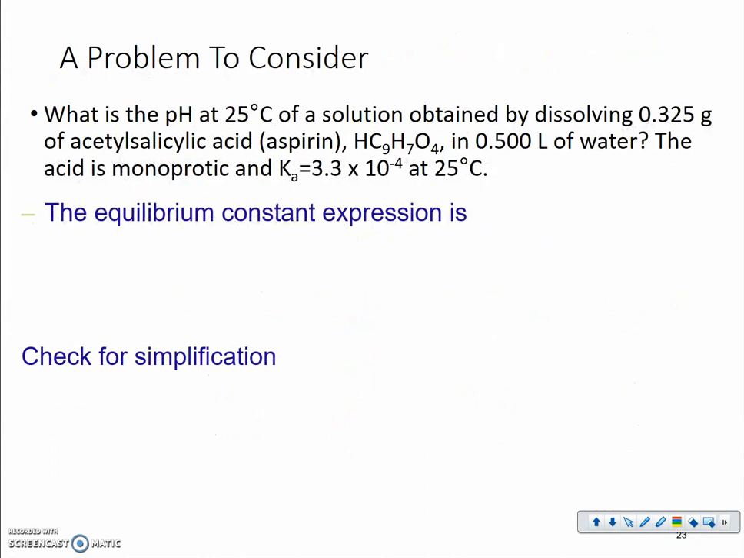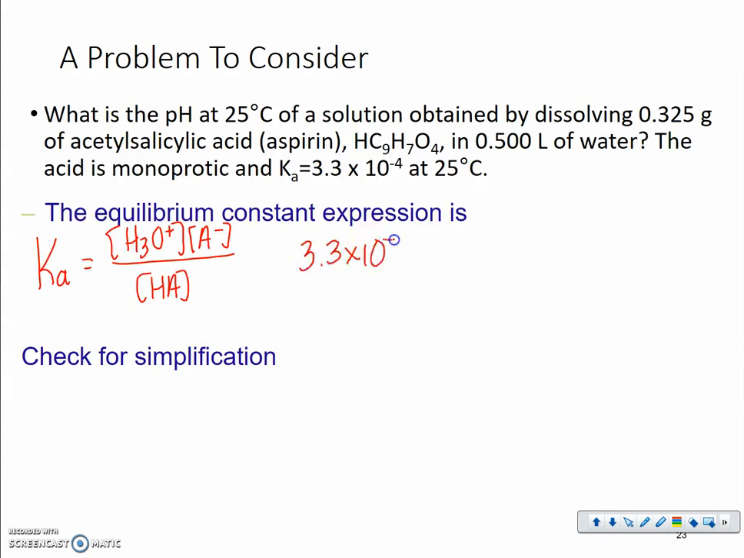Our equilibrium expression, our Ka expression, is going to be equal to, in this case, our conjugate acid over our starting acid. Both of these are x, so x times x is x squared. And then HA, 3.6 times 10 to the negative third minus x.